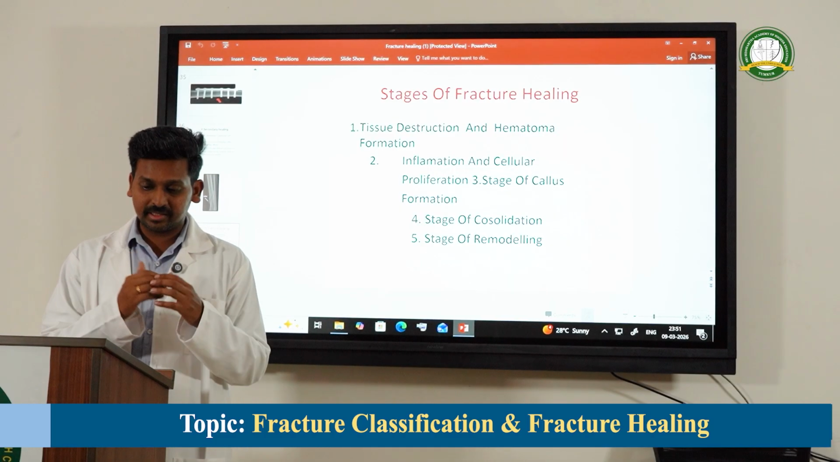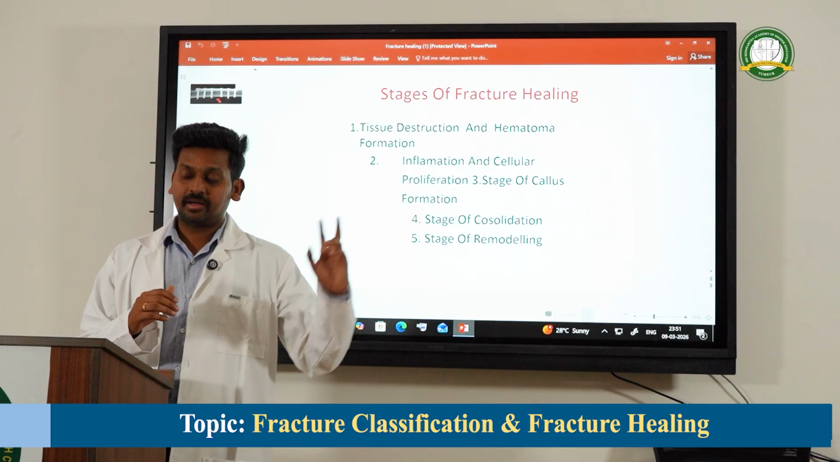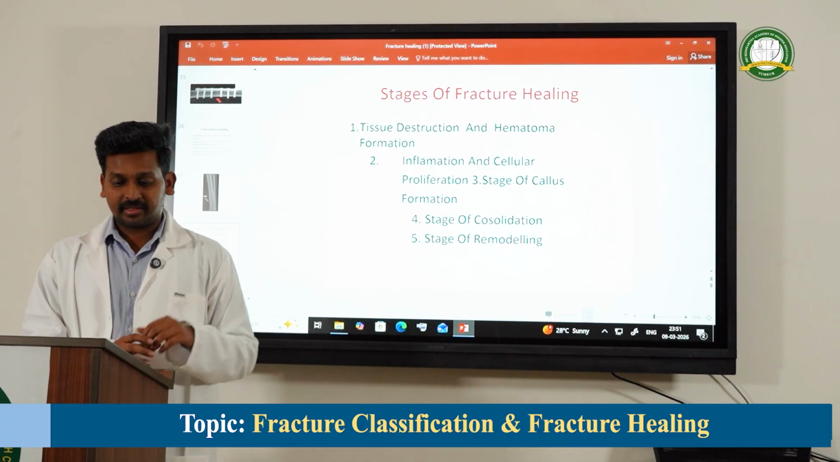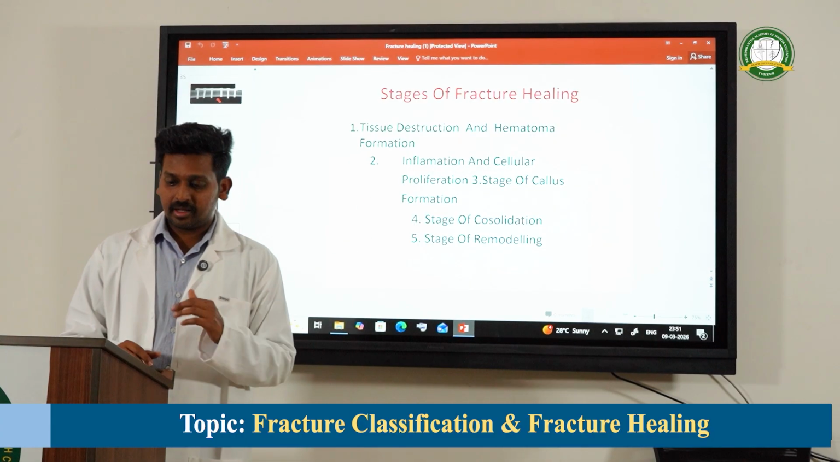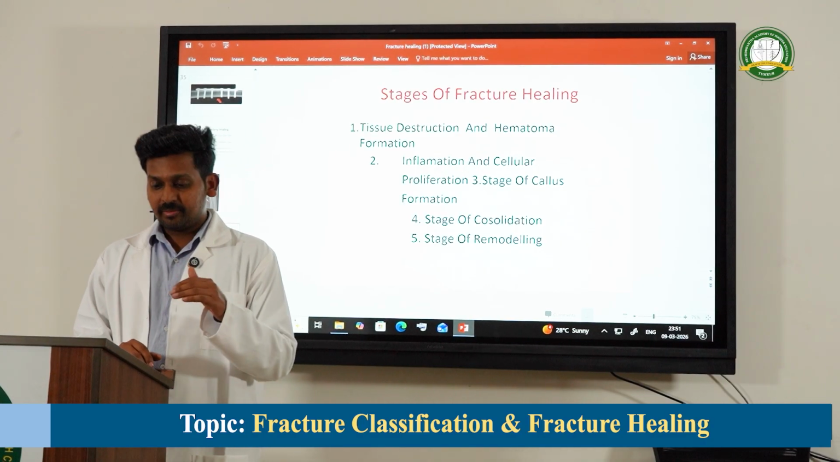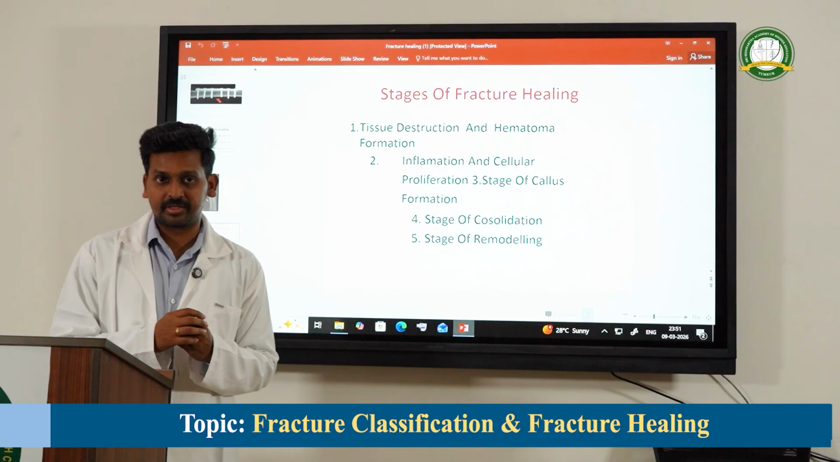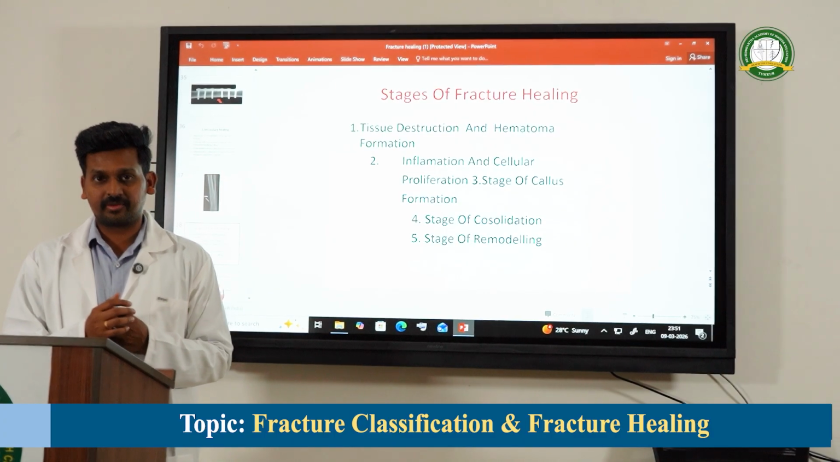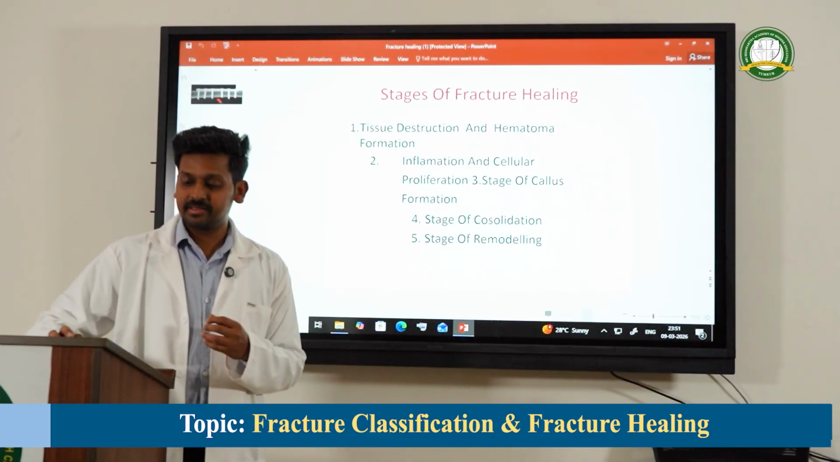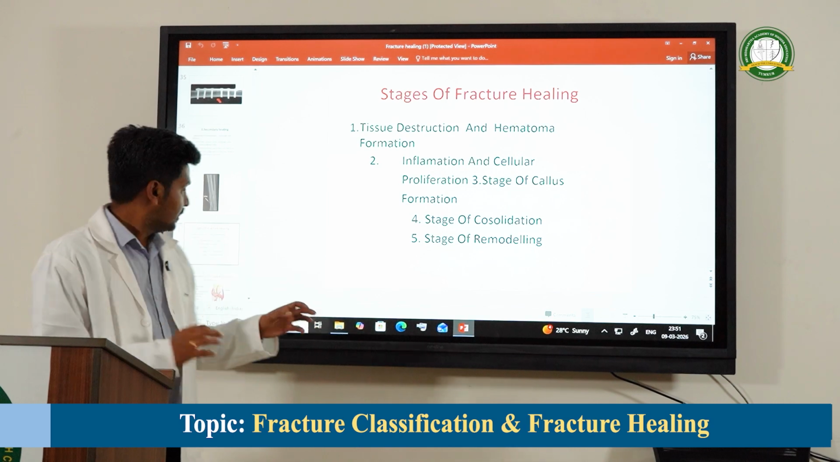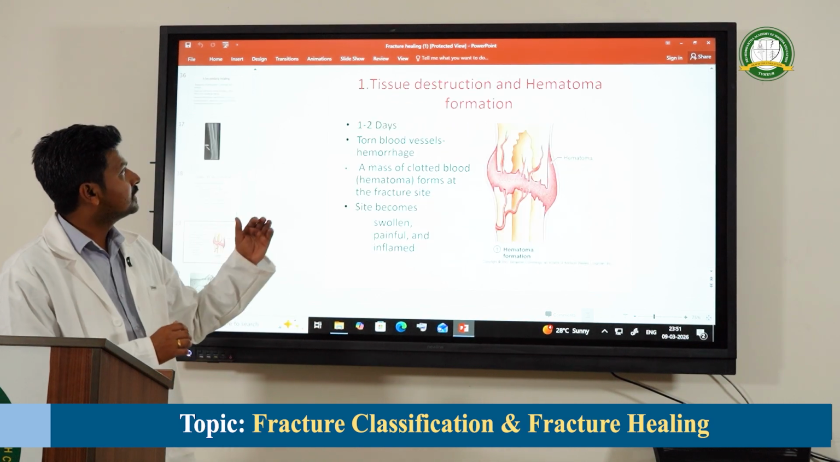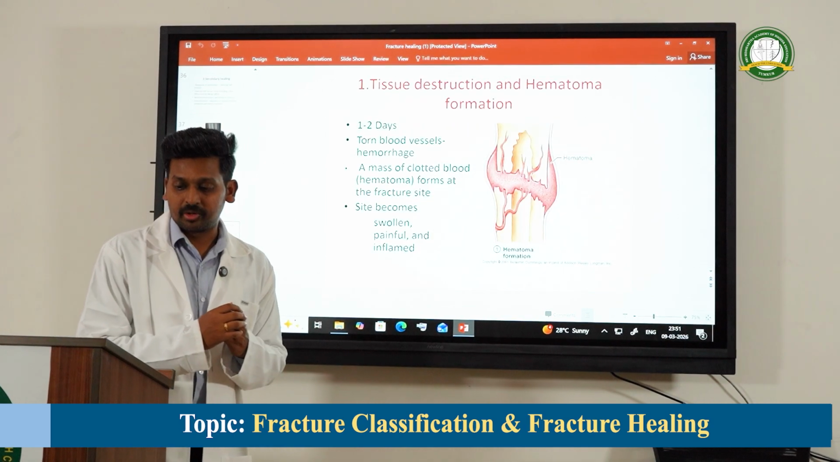So we'll tell the stages. Stages of fracture healing: tissue destruction and hematoma formation, inflammation and cellular proliferation, that is stage 2, stage 3 is callus formation, stage 4 is the stage of consolidation, stage 5 is the stage of remodeling. So what happens in stage 1? There is tissue destruction and hematoma formation.